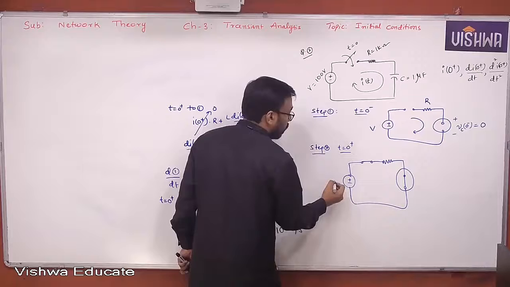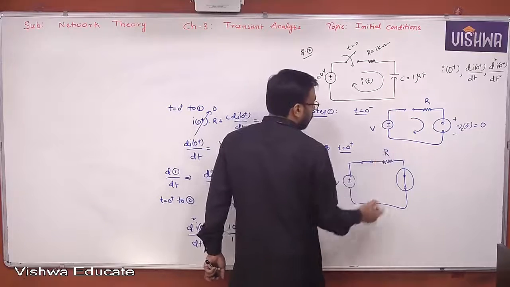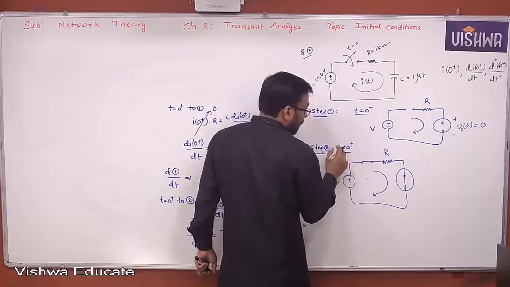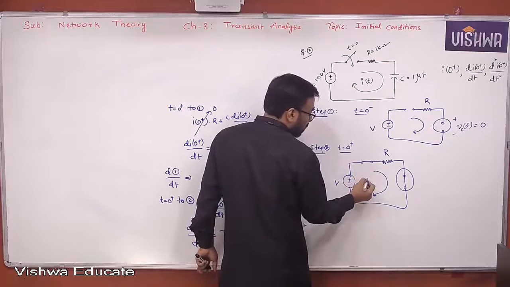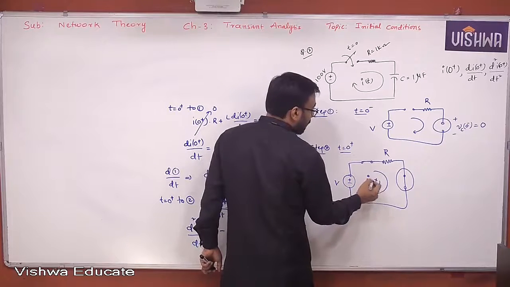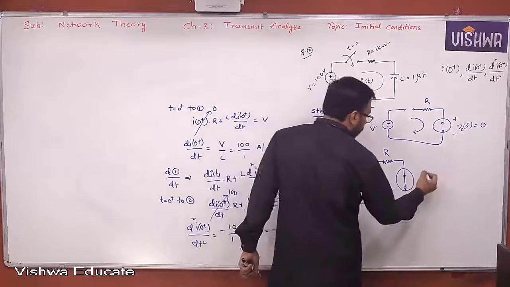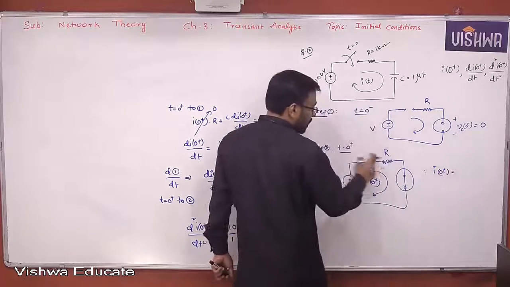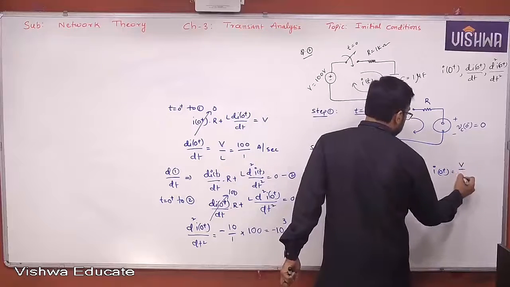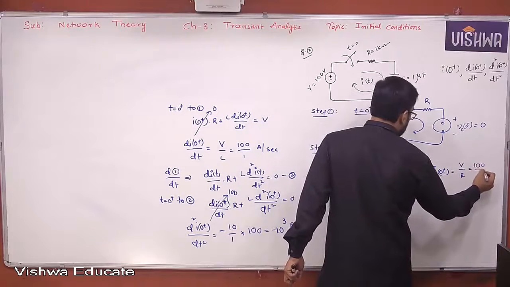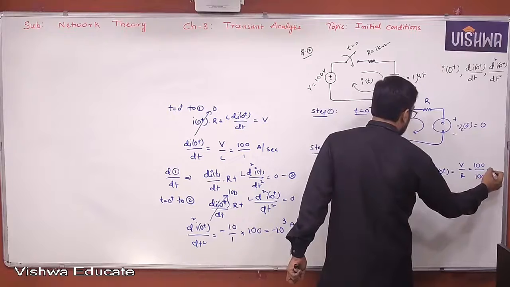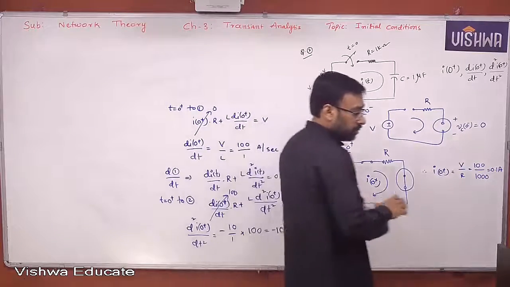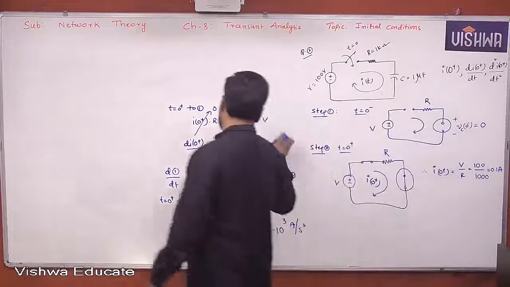What about this V? This is R. This actually corresponds to the 0 plus conditions. Understand all of you? Now I want I of 0 plus. So what is I of 0 plus? Simply V by R. What is V? 100 volt by 1 kilo ohm, which is 0.1 ampere.